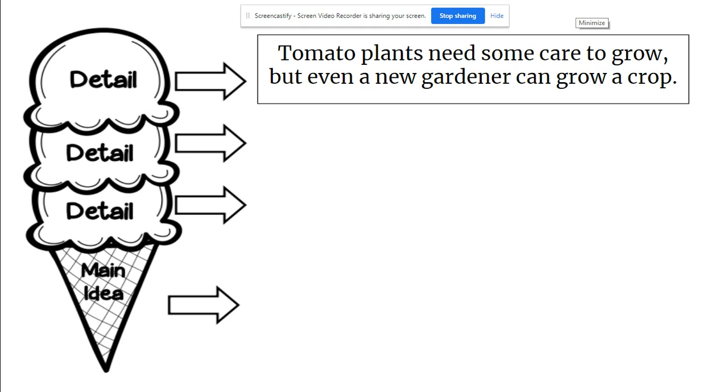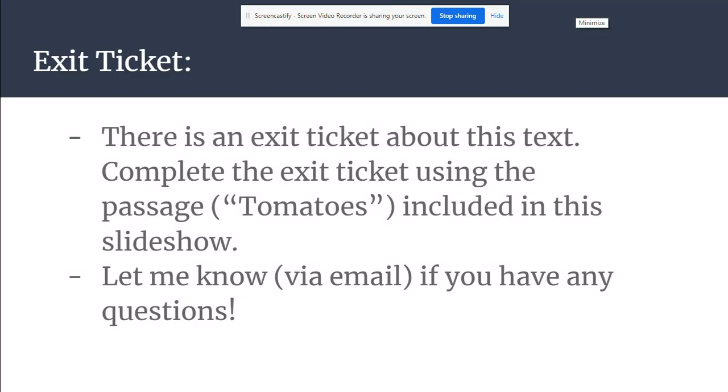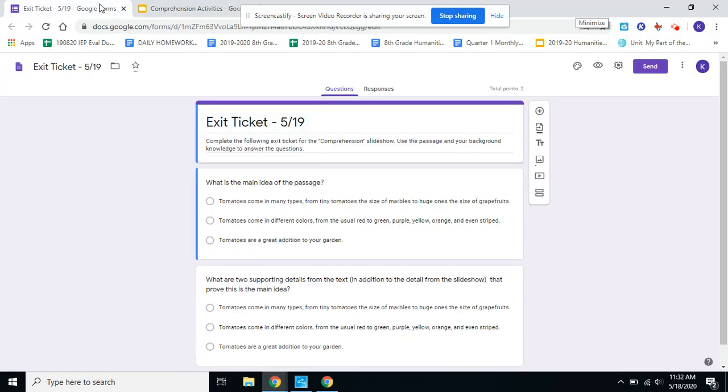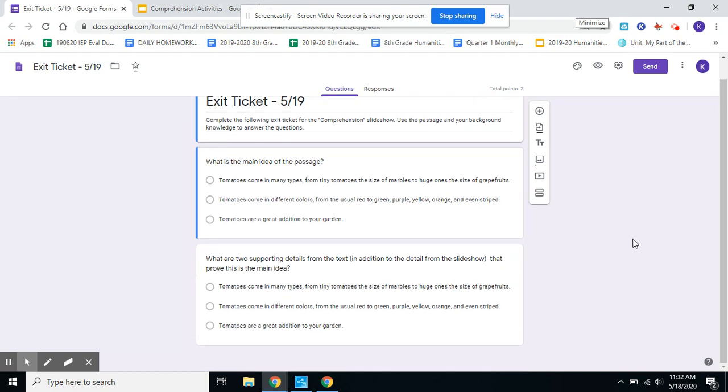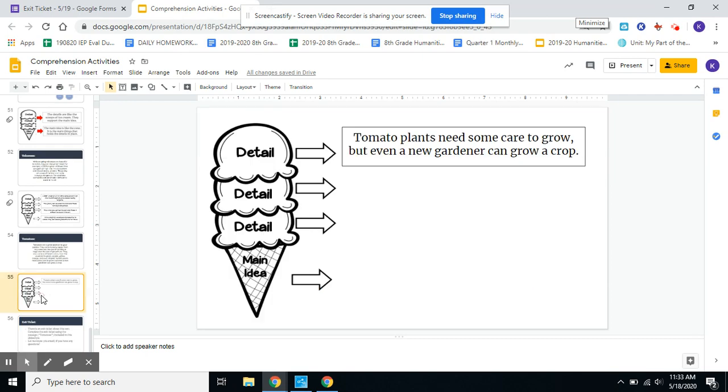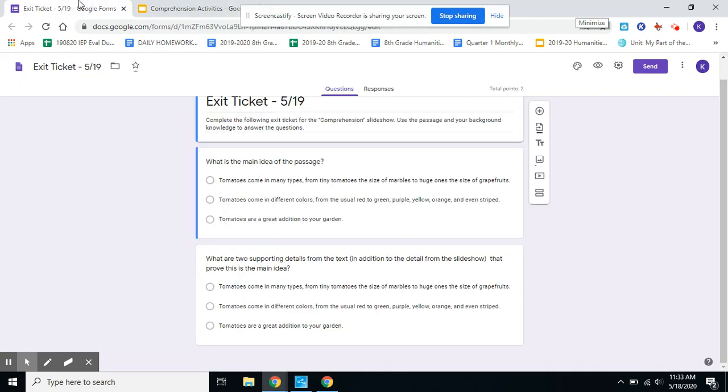Your responsibility in your exit ticket today is to find the other supporting details in this text, as well as the main idea that they support. So here's a little preview of the exit ticket. It looks like this. Question number 1 says, what is the main idea of the passage? Question number 2 says, what are two supporting details from the text in addition to the detail from the slideshow? That's this one right here, that prove this is the main idea. So whatever main idea you selected in question 1, you are choosing two supporting details that prove that in question number 2.